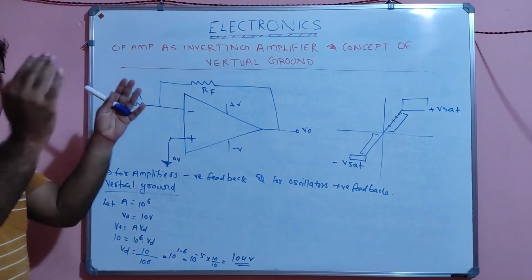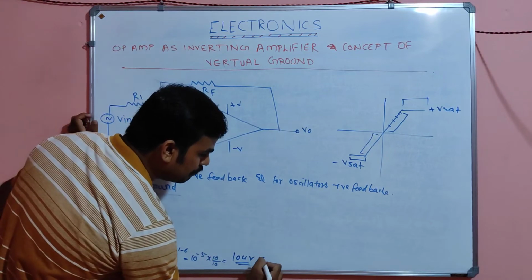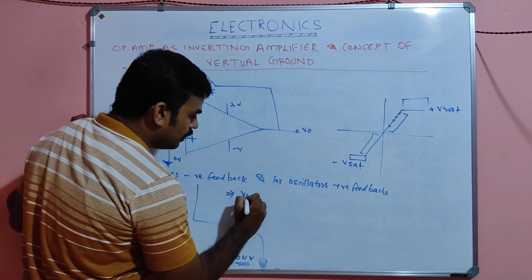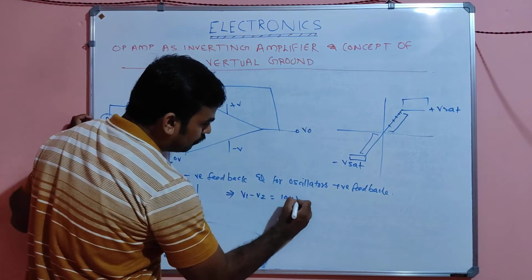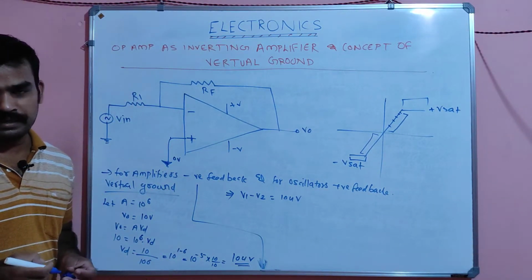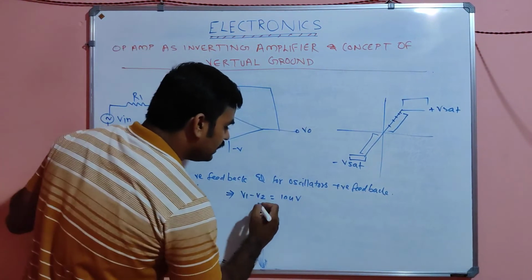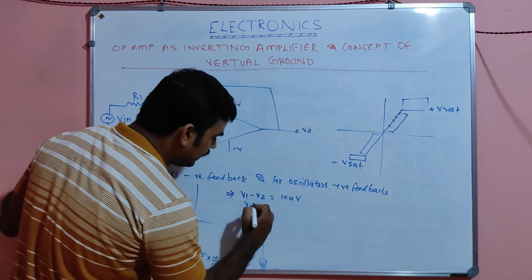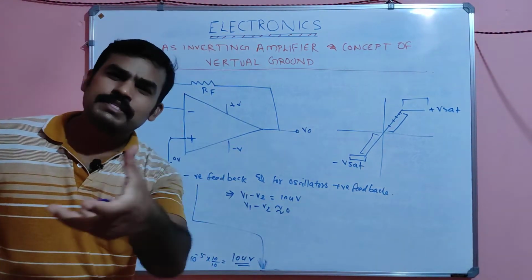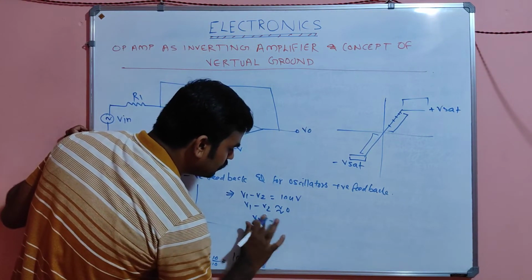Imagine the difference in voltage is 10 microvolt. What does it imply? It implies V1 minus V2 is equal to 10 microvolt, which is a very negligible quantity, a very small voltage. So we can neglect this difference and take V1 minus V2 as nearly equal to 0, or simply assume V1 equals V2.